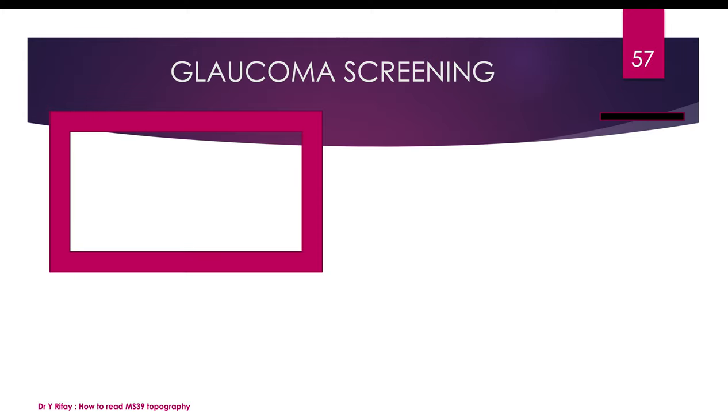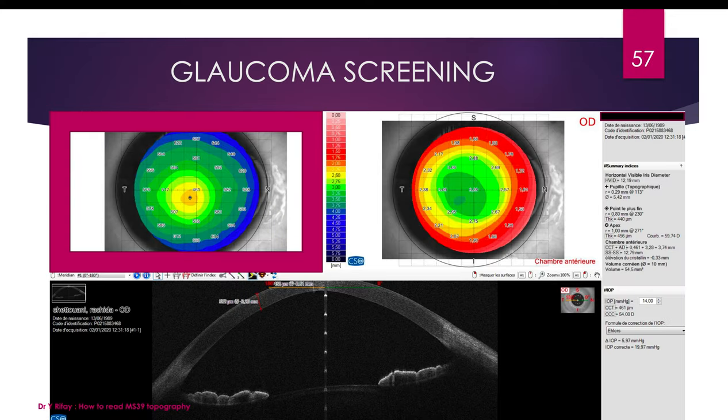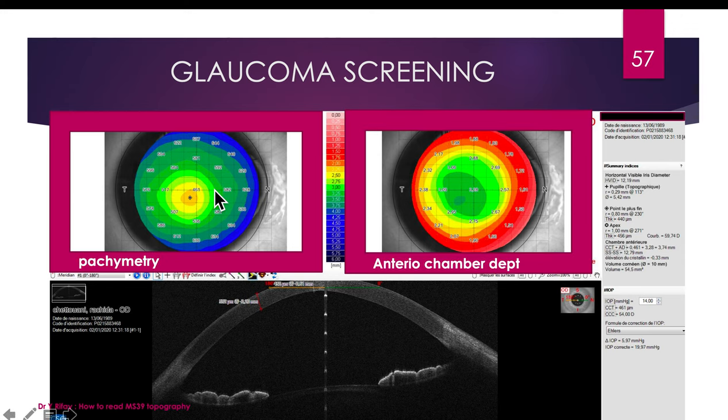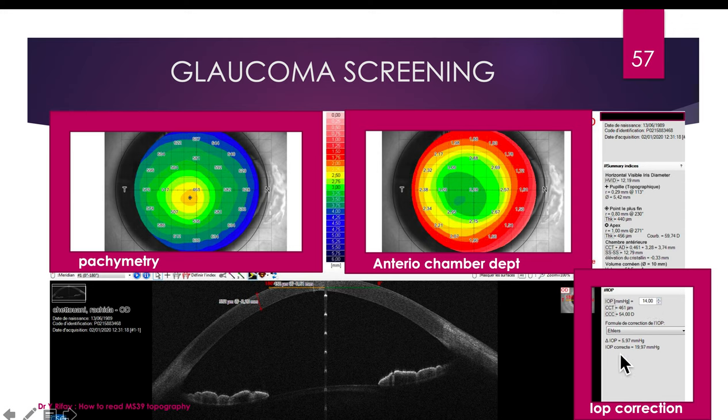This device can be used in glaucoma, so we have the display of glaucoma screening, so we can measure the pachymetry, the anterior chamber depth, and we have the IOP correction. We can also measure the angle and the anterior chamber depth.